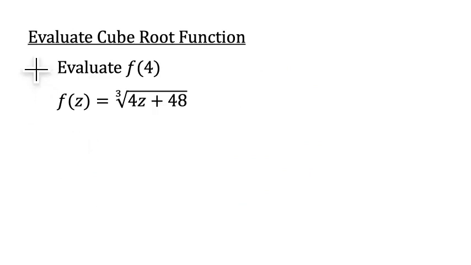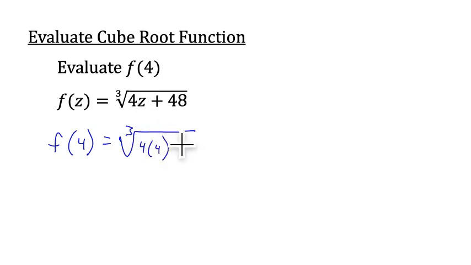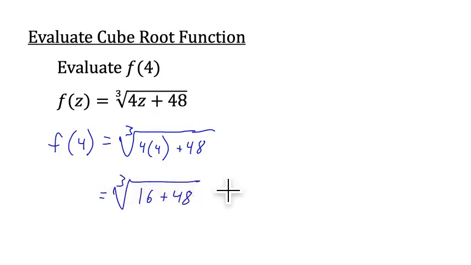All right, so here we're going to evaluate f of 4 when f of z equals the cube root of 4z plus 48. So we have an input of 4. So f of 4 equals 4 times the input, so 4 times 4, plus 48. Let's work out the math inside the radical sign. Right, 16 plus 48, that equals 64.